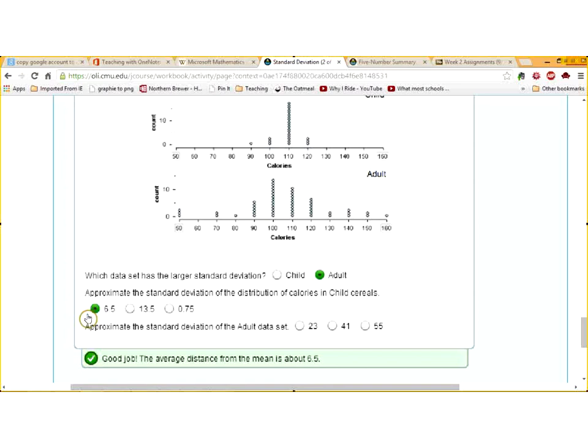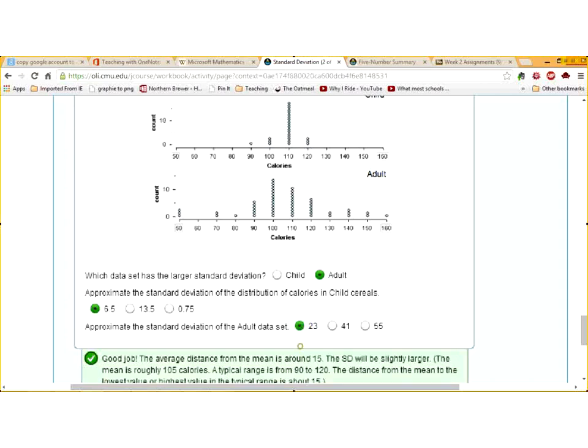The adult one is a little trickier. What you want to do is estimate, okay, from 100, about how far out would I go to get typical values of these? 40 is probably too far, 55 is even further, so 23 makes the most sense there. This is not something I would ever ask you to do without multiple choices, where one of the answers is definitely the most obvious choice.